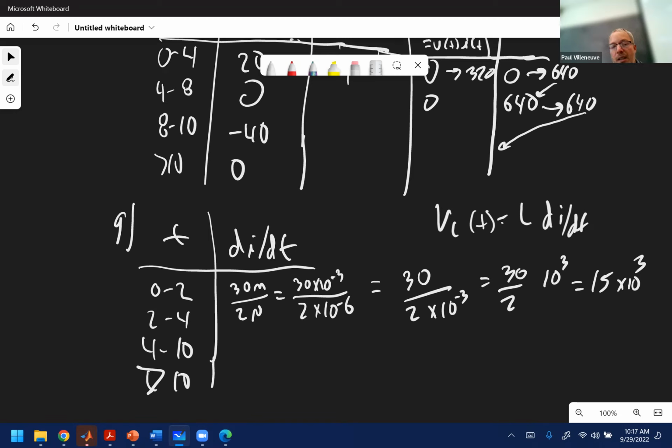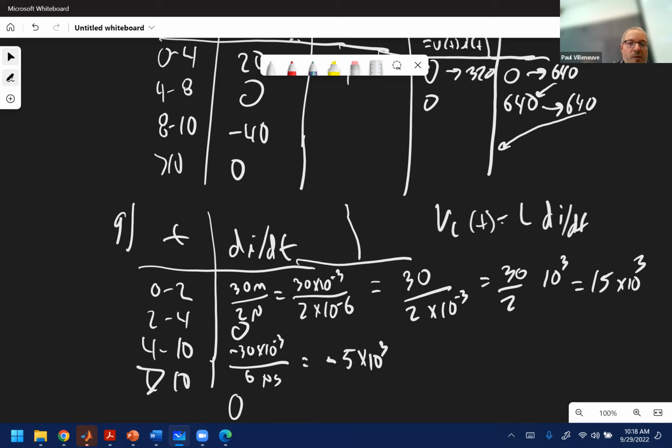Okay. 2 to 4, it's 0. 4 to 10, it's going to be, let's see, we have minus 30 because we started at 30. And then we go in 6 microseconds. So that should be equal to, so it's 30 divided by 6. So that should be minus 5. Okay. And then anything greater than that is equal to 0.